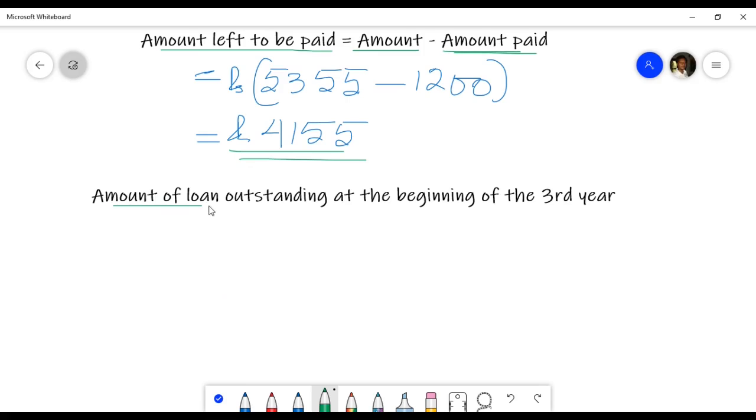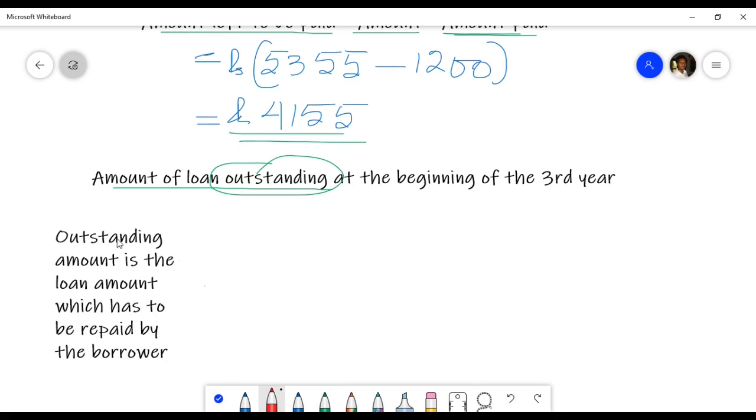Now, the amount of loan outstanding at the beginning of the third year, right? We have found it till the end of the second year. What's the meaning of outstanding? Let me explain to you. Outstanding amount is the loan amount which has to be repaid by the borrower. So how much is the actual amount the borrower has to pay back? That's the meaning of outstanding. I hope you have understood it.